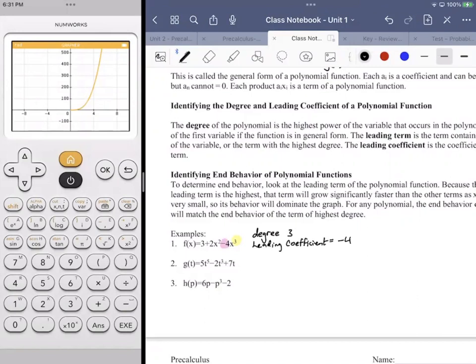So you're finding the term with the highest power. That highest power is the degree. All right, so in the second one, the highest power I see is a 5. So degree 5. The leading coefficient, which I'm forevermore going to abbreviate LC, is the coefficient of the term with the highest power.